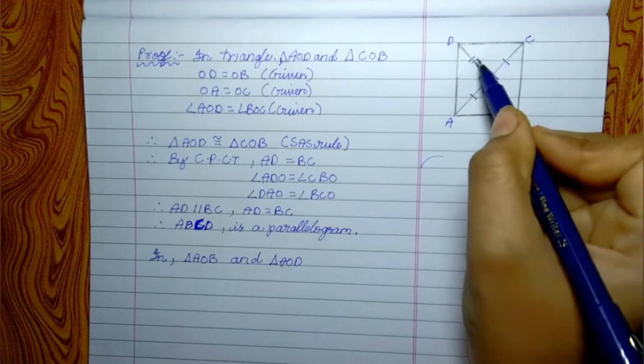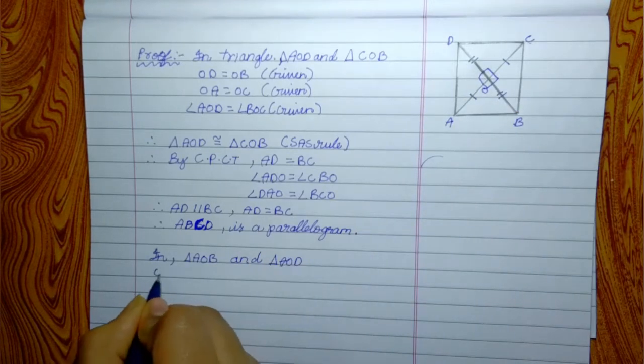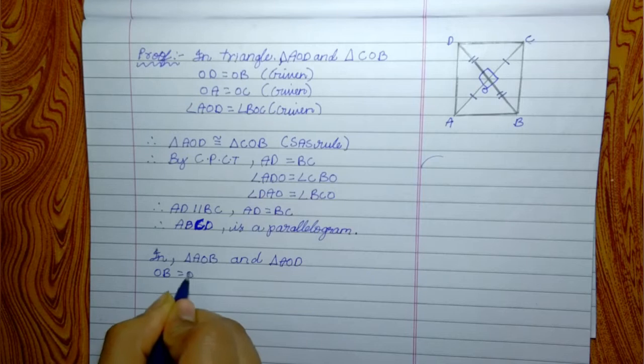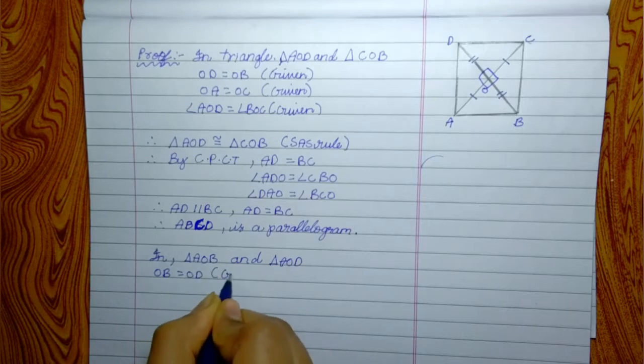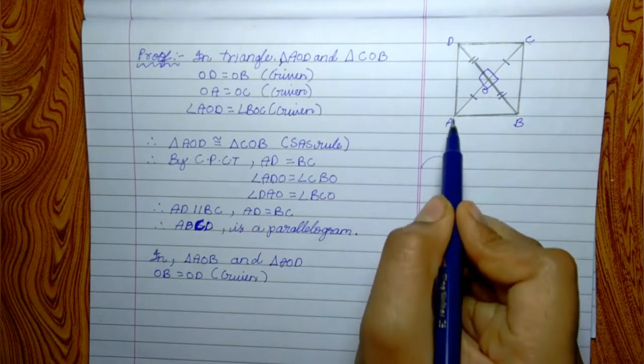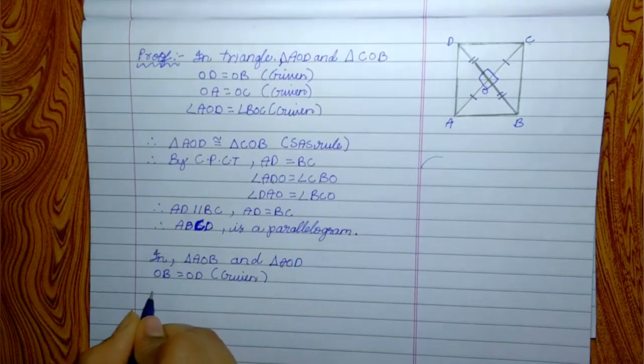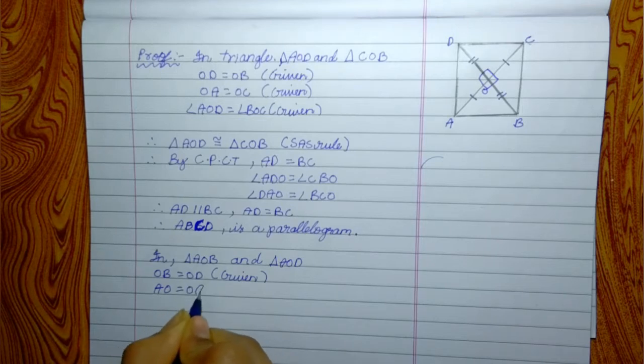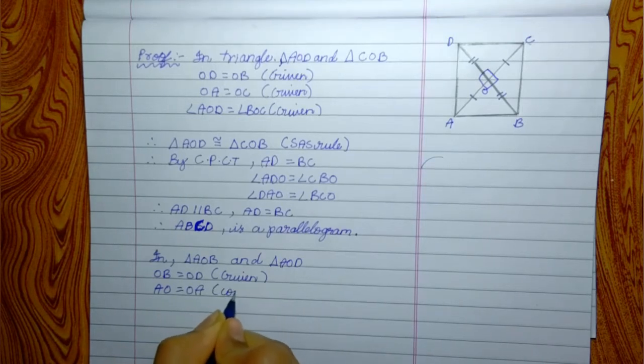OB is equal to OD. Okay, OB is equal to OD. It is given. OA is equal to AO because it is a common side. Common.